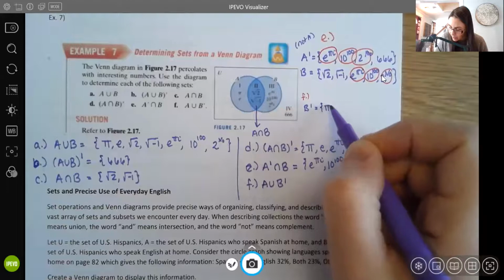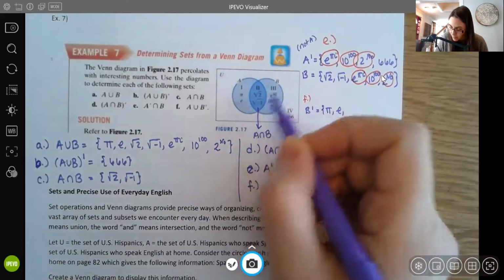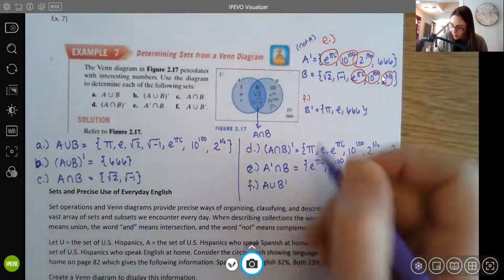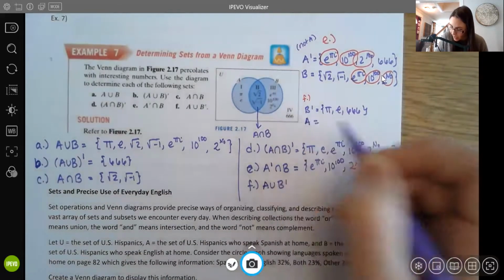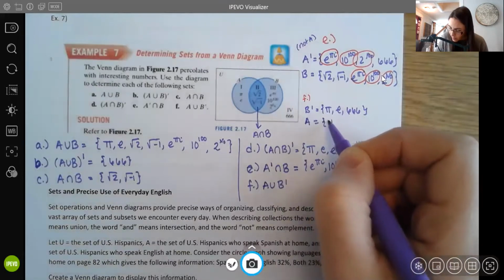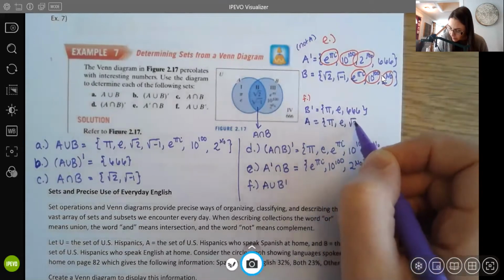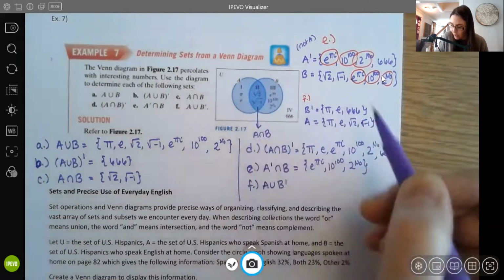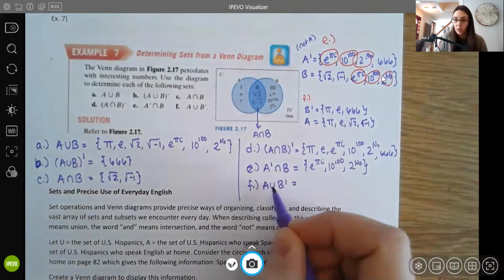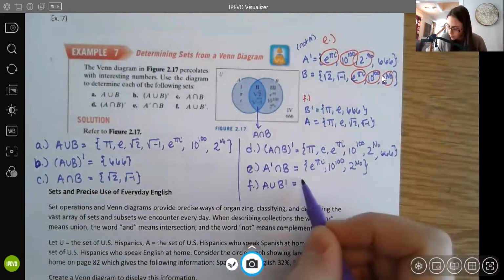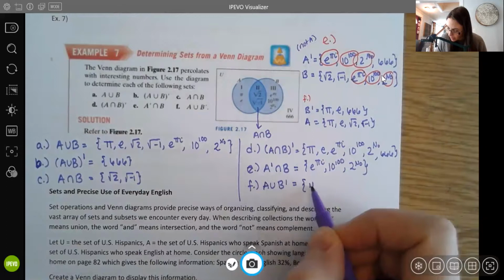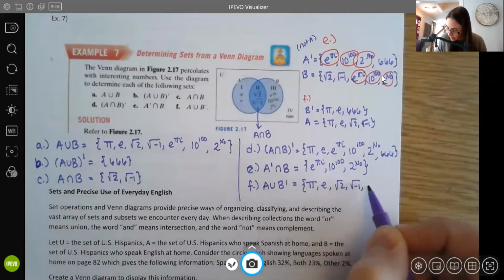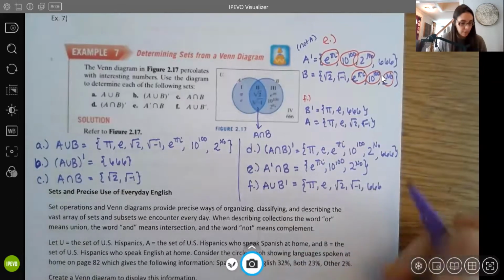So I have pi, I have E. All this is in B, I can't include that, and then I have the 666. And I want to make that into a union with A. So these are my elements in A. So here's my A, those are my 4 elements, and I want to do a union, so I'm going to combine them all together, but I don't need to repeat anything. So I have the pi, I have the E, I have the root 2, root -1, and 666.